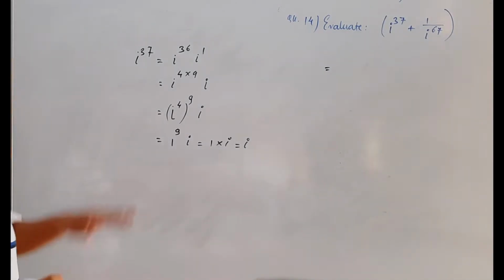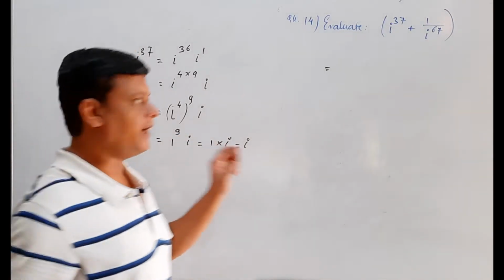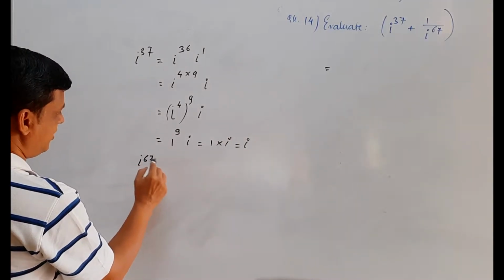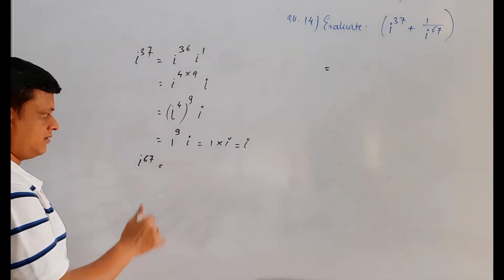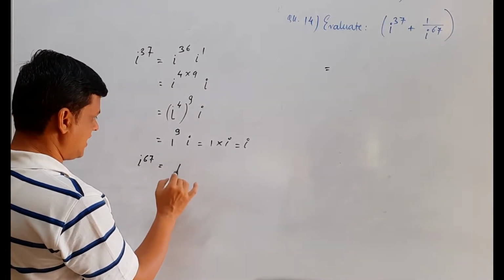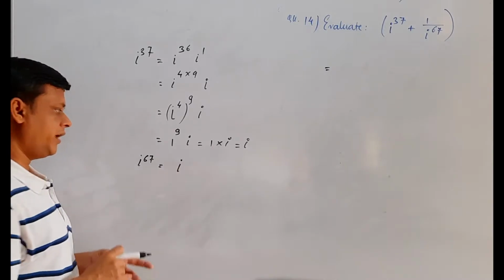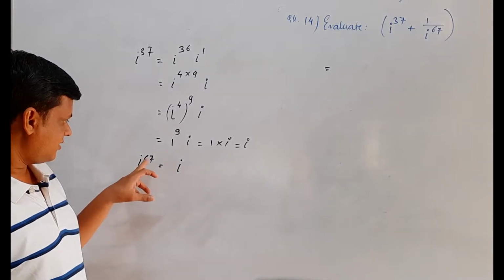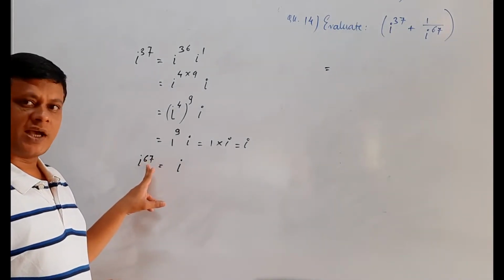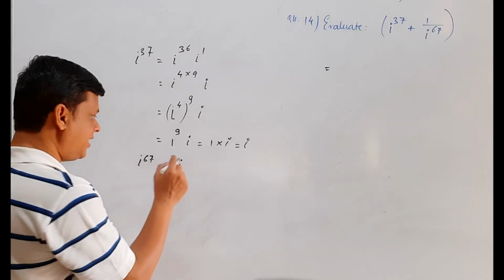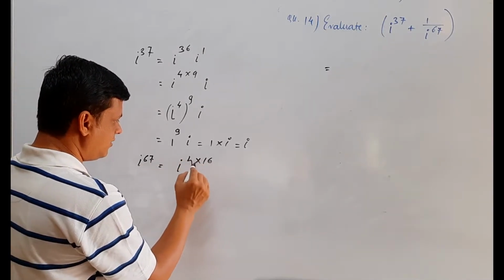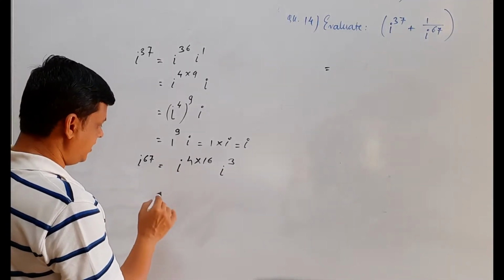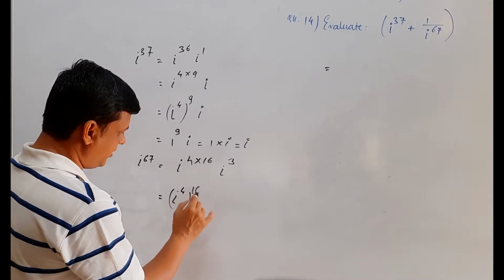So first we find the value of i raised to the power 37. Then we find the value of i raised to the power 67. This i raised to the power 67 can be written as, when we divide this 67 by 4, we get 16 fours are 64. So we write here 4 into 16 and the remainder is 3. So we write i raised to the power 3. So we write here i raised to the power 4, raised to the power 16.